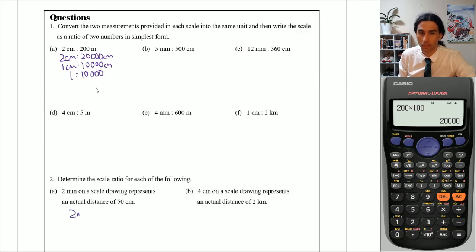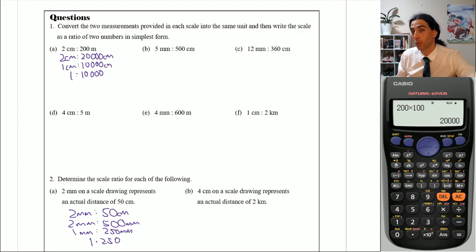Well, it's the same. Like, you have to write this to start. And then put them both in millimeters, times by 10, divide by 2, 1 to 250. That's the sort of thing we do. Now I'm just going to, I'll pause here, and then I'll scroll down.